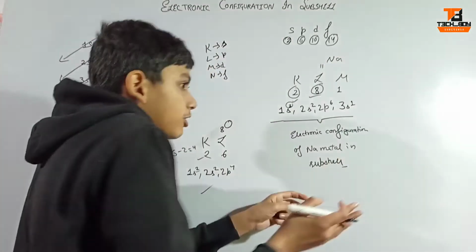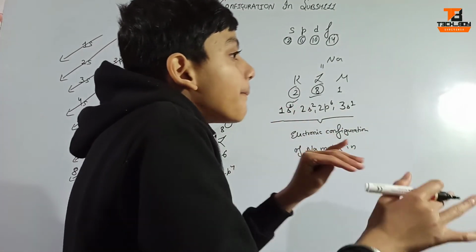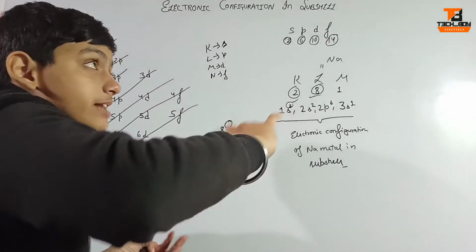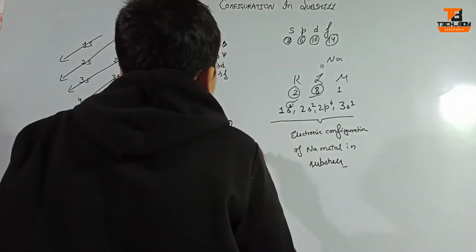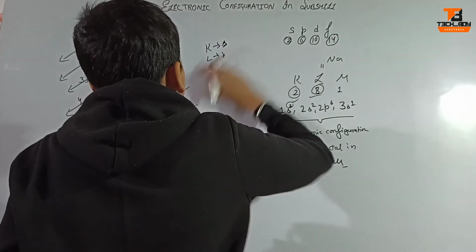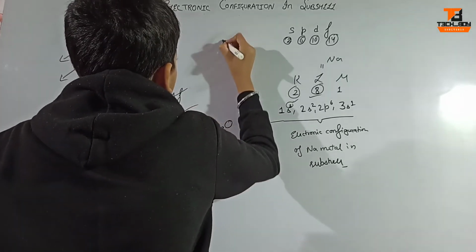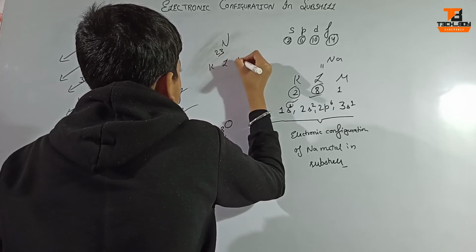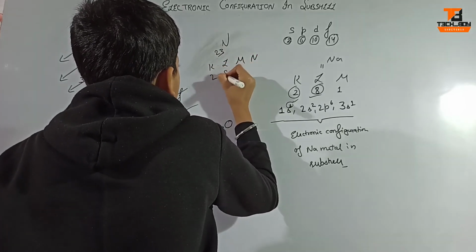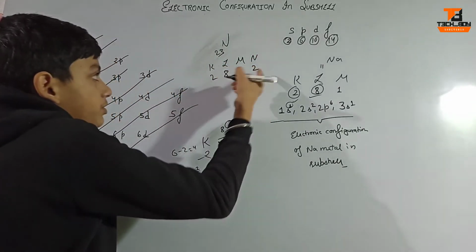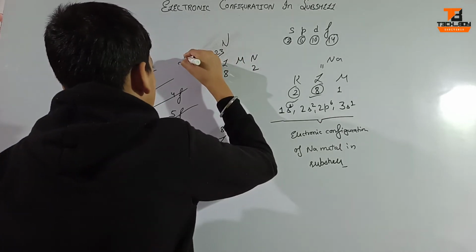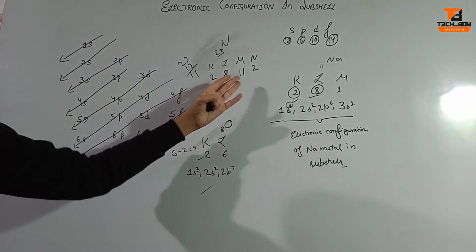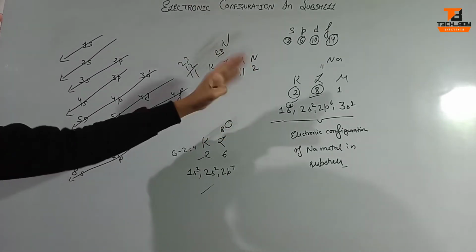Now taking one more example, because 1 to 20 is simple. Now we go to a higher level. Let's do atomic number 23, vanadium. So first K, L, M, N: 2, 8, 11, 2. So this is the electronic configuration in shell.